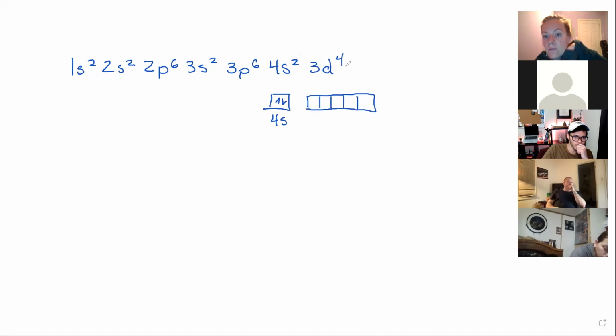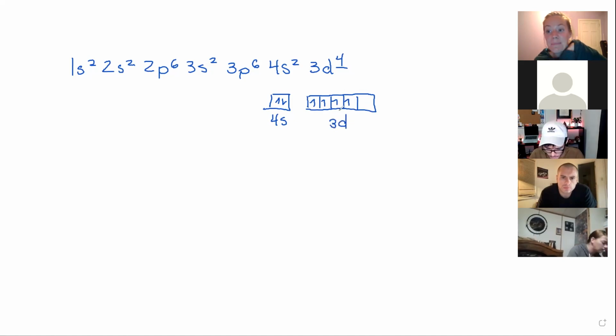And this is 4, so we fill them in singularly, 1, 2, 3, 4. This is not the configuration of chromium. Why? Do you see how this is almost halfway full? Like if we just had 1 more electron, it would be halfway full. Well, d orbitals like to be halfway full or completely full.